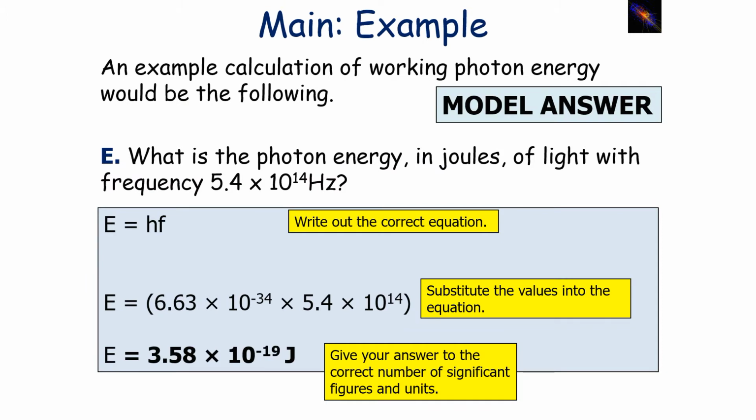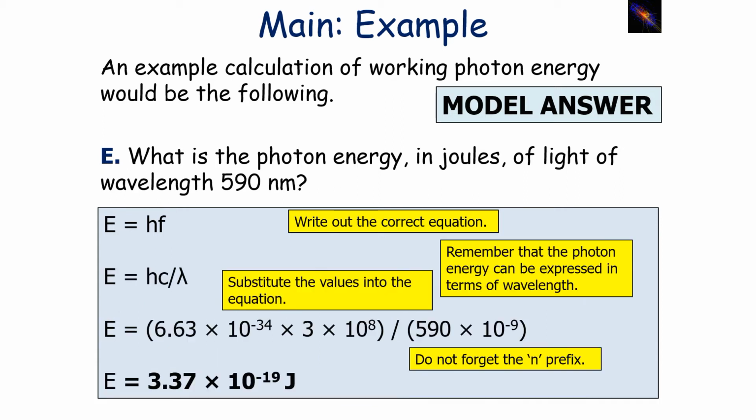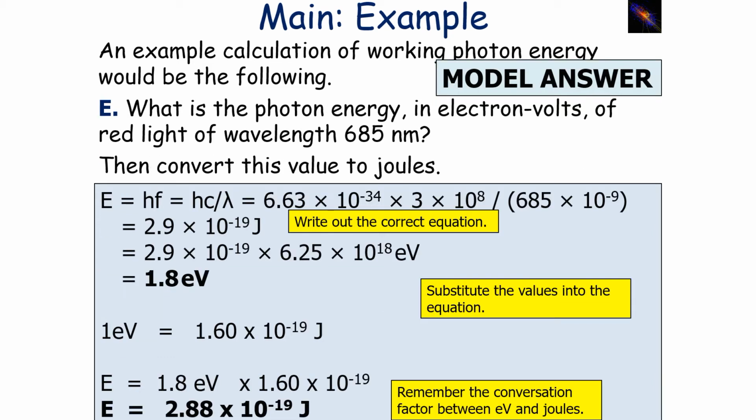You can see here an example of how to work out photon energy. You say E equals hf. h is a constant, we know the value of f from the question, and we can work out our value in joules. Same idea if you've been given the wavelength of the photon, so 590 nanometers. We use our equation E equals hc over lambda. h and c are constants, we've got lambda in the question, and we can work out the energy in joules. Finally, we can also convert the value from eV into joules by working out our value in eV and then multiplying by 1.6 times 10 to the minus 19 to get our value out in joules.